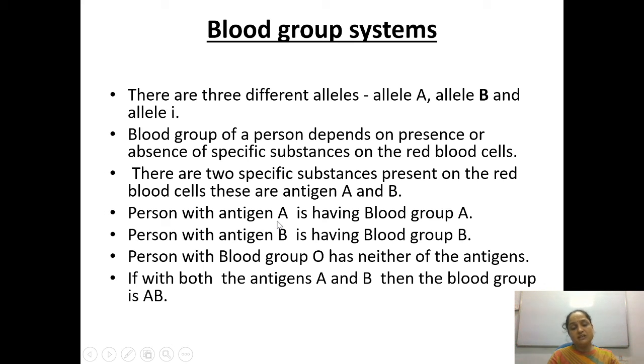The person with antigen A is having the blood group A. अगर किसी के blood group में antigen A पाया जाता है तो उसका blood group A कहलाएगा. और अगर antigen B है तो it will be termed as blood group B. And the person with blood group O, उनमें कोई भी antigen नहीं पाया जाएगा. This point you have to remember. Antigen A, blood group A. Antigen B, blood group B. And no antigen means blood group O.